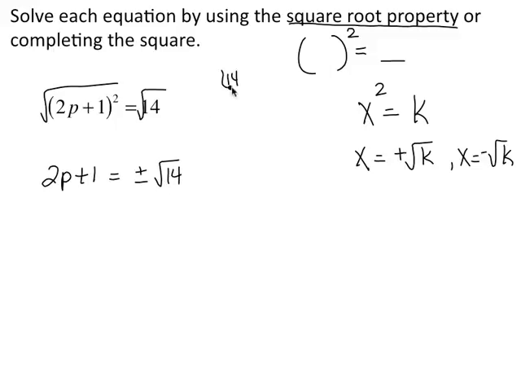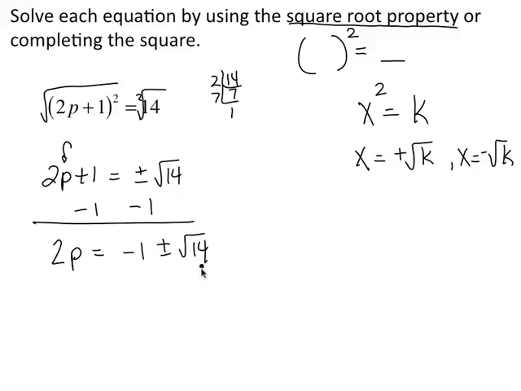If I do the prime factorization for 14, that's 2 times 7 and then 7, 1. So I'm looking for groups of 2. So there's nothing that I can pull out of 14. Now I want to know what p is equal to, not 2p + 1. So I'm going to solve for p. So the first step is I'm going to subtract 1 from both sides. So I end up with 2p is equal to negative 1 plus or minus the square root of 14.